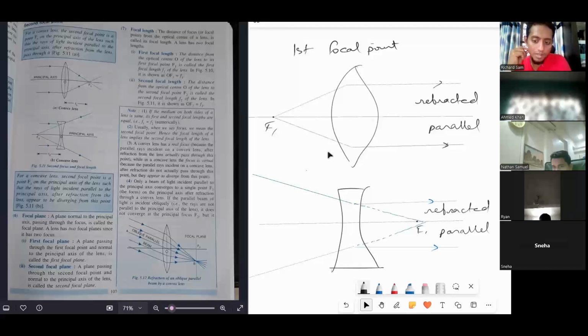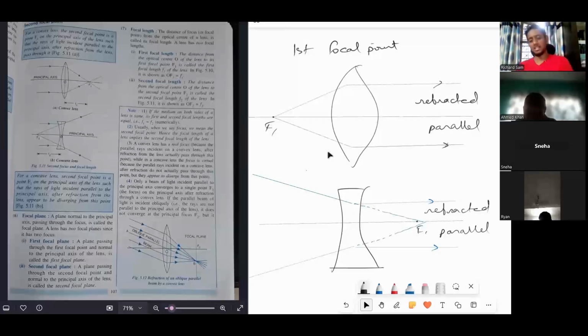Nathan, tell me what is F1 for a concave lens? Nathan is stuck. Sneha, can you tell me what is F1 for a concave lens? F1 is a point on the principal axis of the lens such that the incident rays of light appearing to meet at it after refraction from the lens become parallel to the principal axis of the lens. You're reading what is in the textbook only, right? Okay. Yeah, try to understand and say in your own words, or memorize it.